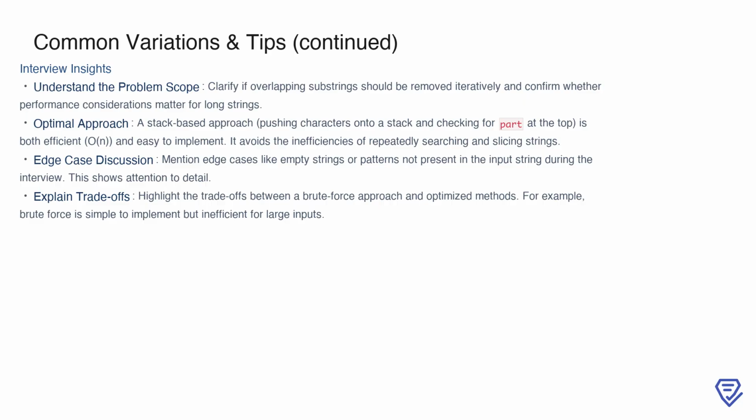When discussing the solution, highlighting edge cases like empty strings or substrings not present in the input can demonstrate your thoroughness to the interviewer. Additionally, explaining the trade-offs between different approaches is valuable. For example, while a brute force method may be simpler to implement, it becomes impractical for large input sizes due to its inefficiency. This ability to weigh simplicity against performance is a key skill to convey during problem-solving discussions.